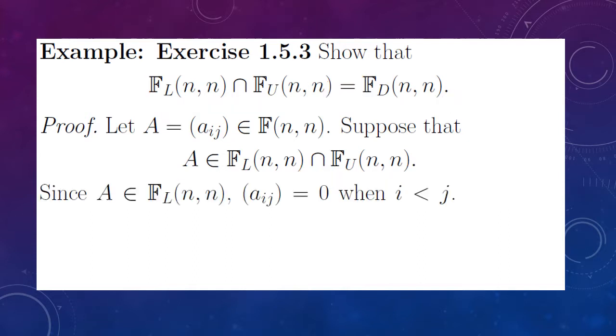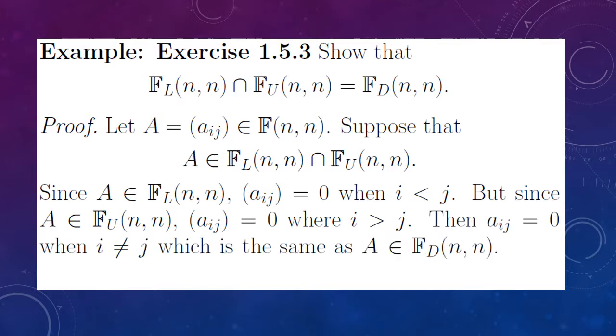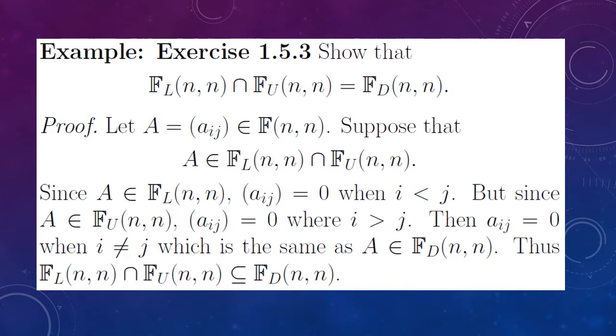Since A is in the lower triangular matrices, by the definition, that means that A_ij is equal to 0 when i is less than j. But because A is also in the upper triangular, that tells us that A_ij is 0 when i is greater than j. So therefore, A_ij is equal to 0 when i is either less than or greater than j, which is the same thing as saying that A_ij is equal to 0 when i is not equal to j. And of course, that's exactly what it means to be in the diagonal matrices. So therefore, the intersection of lower triangular and upper triangulars is a subset of diagonals.